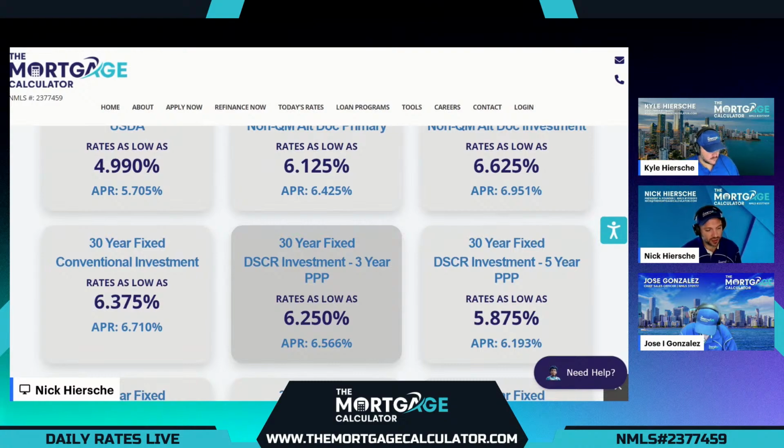DSCR, no income needed, no employment needed. Simply use the estimated rents from the appraisal to determine a DSCR ratio. The estimated rents can cover the estimated expenses, aka the property will cash flow. That is a DSCR ratio over 1, which is preferred.